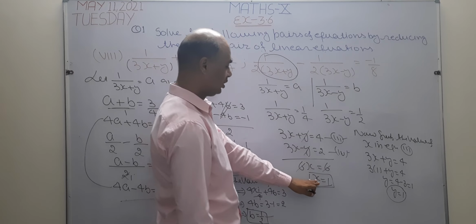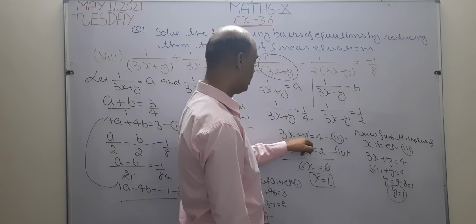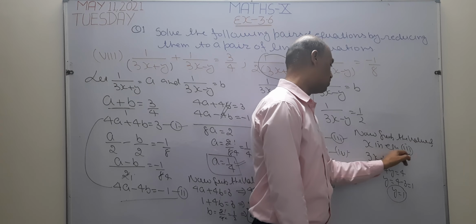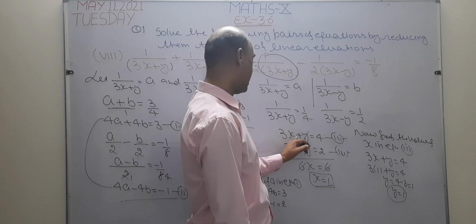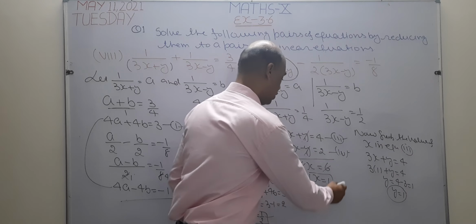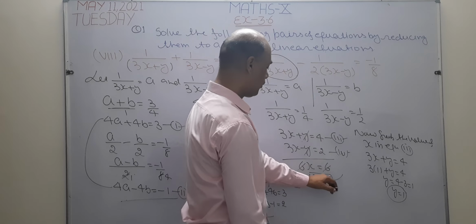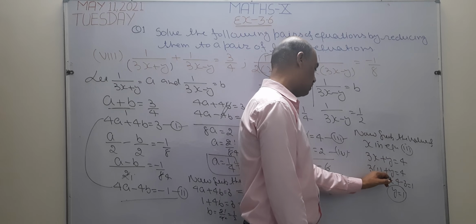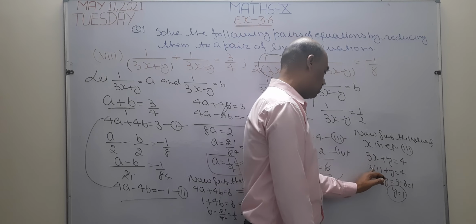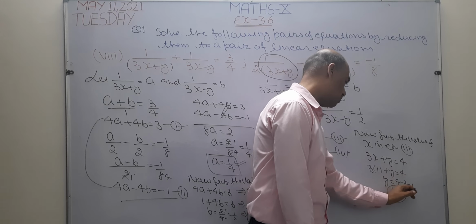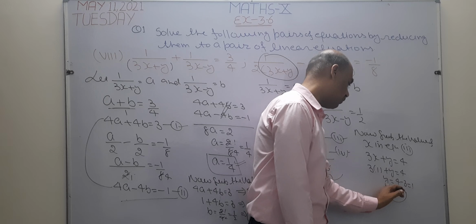Now we have to substitute this value of x in equation number 3. I want to write here, now substitute the value of x in equation number 3. What is equation number 3? 3x plus y equal to 4. So write here 3x plus y equal to 4. Value of x we got equal to 1. So instead of x I write 1. This 3 ones are 3. This positive term becomes negative when I change sides. 4 minus 3 is 1. Value of y becomes 1.